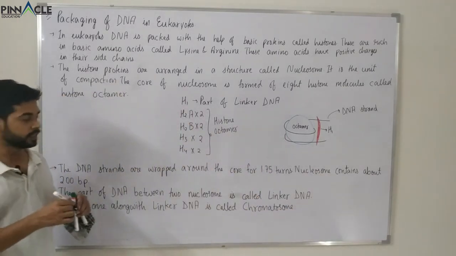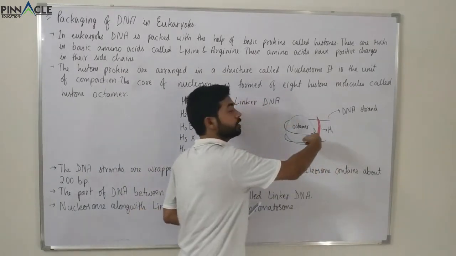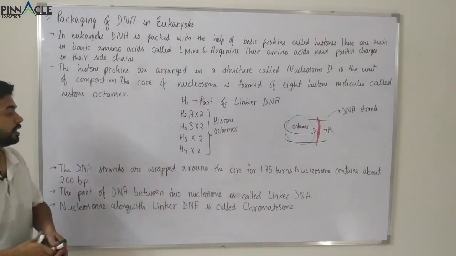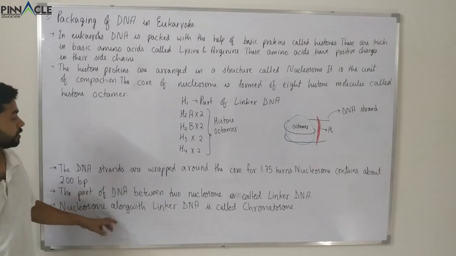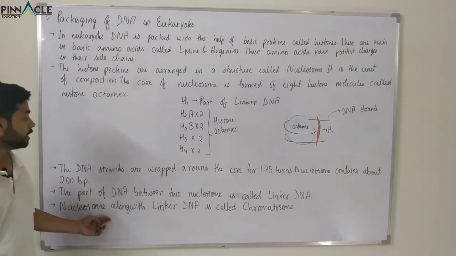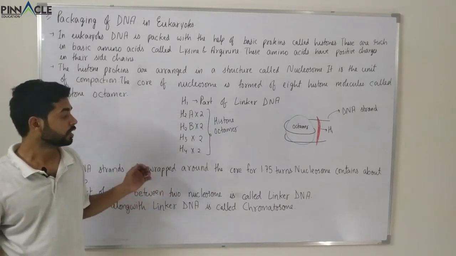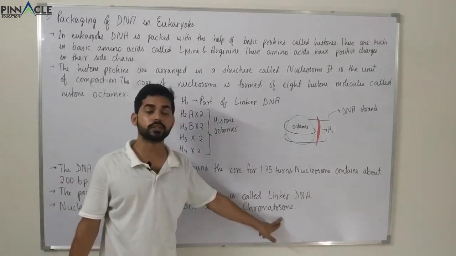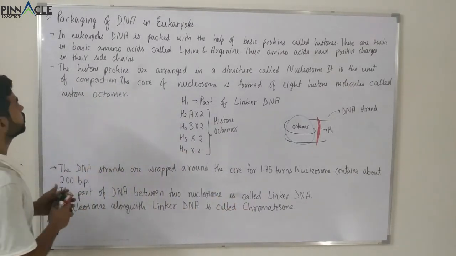So this linker DNA that we see here moves from one nucleosome to another nucleosome. That DNA is the region of DNA between two successive nucleosomes, and that is called linker DNA. And nucleosome along with linker DNA is called chromatosome, not chromosome. Its name is very similar to chromosome, but it's called chromatosome. We have to study a few more points also.